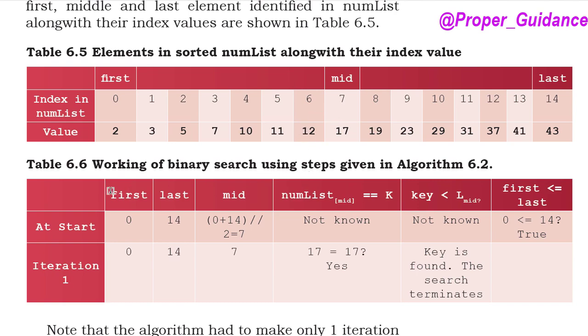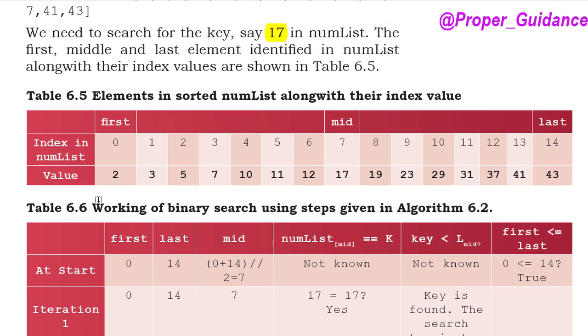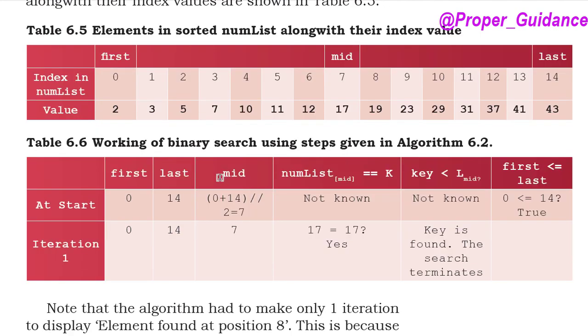Now we will follow the technique of binary search. Binary, the name implies the two. Binary means the two, na? Double. So this is the technique. We have to search for the key element. Here it is 17.